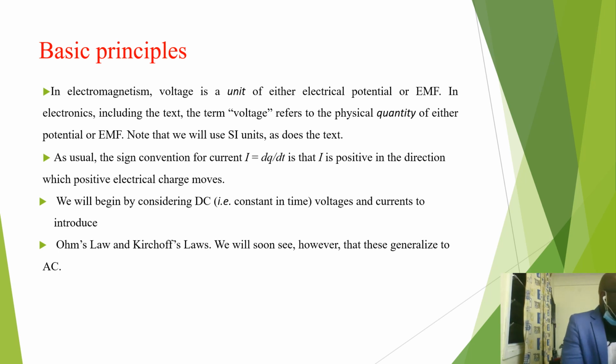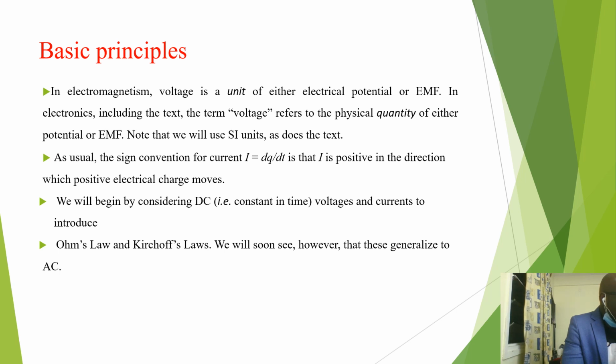In this case, we look at what electromagnetism is, how we get EMF, and how we get voltage between 2 points. Voltage is a unit of either electrical potential or EMF. EMF is electromotive force. In electronics, including the text, the term voltage refers to the physical quantity of either potential or EMF. Note that we will use SI units, as does the text.